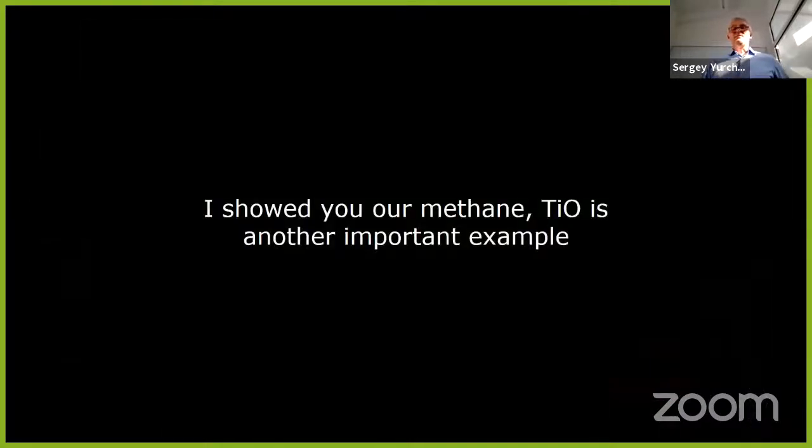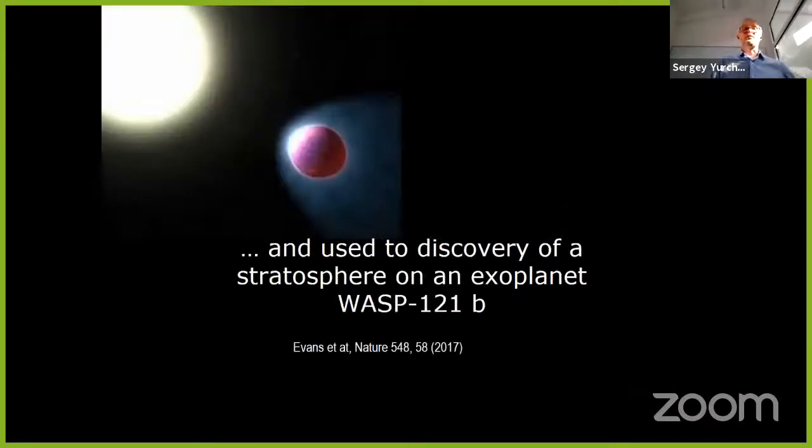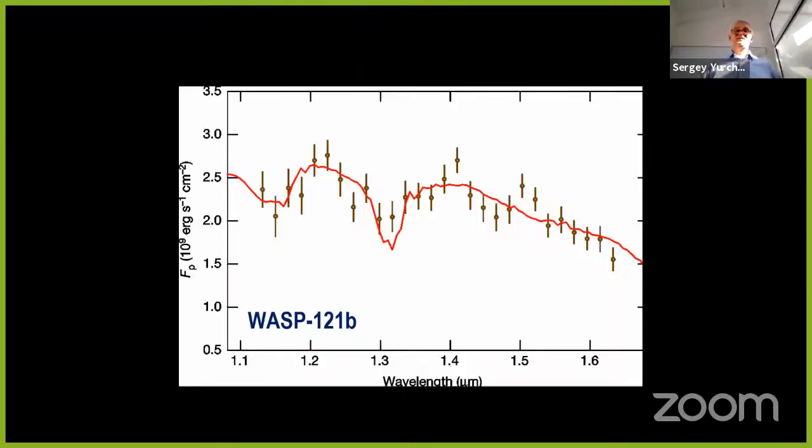So I showed you methane. TiO is another important example. TiO is one of the most important molecules for exoplanetary studies, and was used, for example, to discover the stratosphere of exoplanet WASP-121b in 2017. And here's an example of the WASP-121b spectrum.